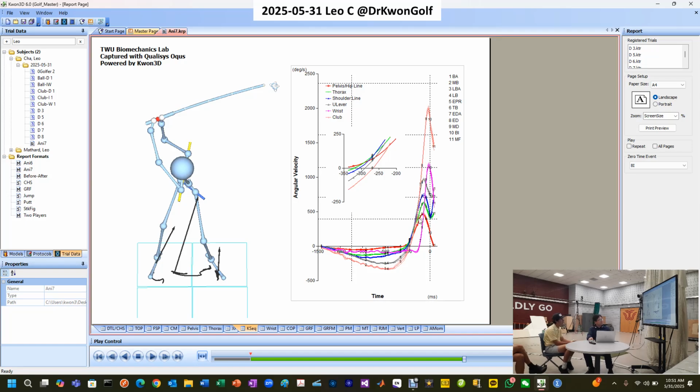However, this is the pelvis. Your pelvis angular velocity is faster than the man's average here. And this is the shoulders. Your shoulder angular velocity is faster than the man's average. In other words, you are rotating the body faster than normal. But the main thing is the motion of the arms, the wrist, and the club. These are a lot slower than the man's average. You have exaggerated body motion, so your body rotates faster.